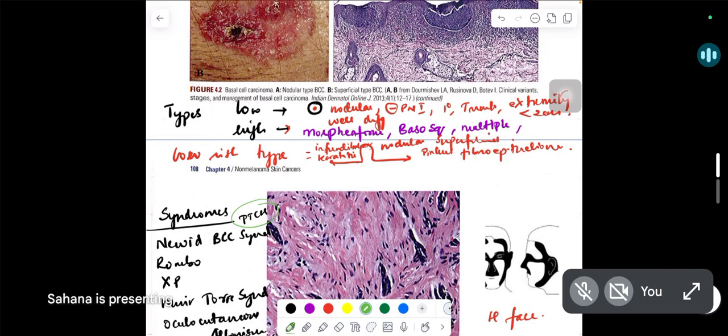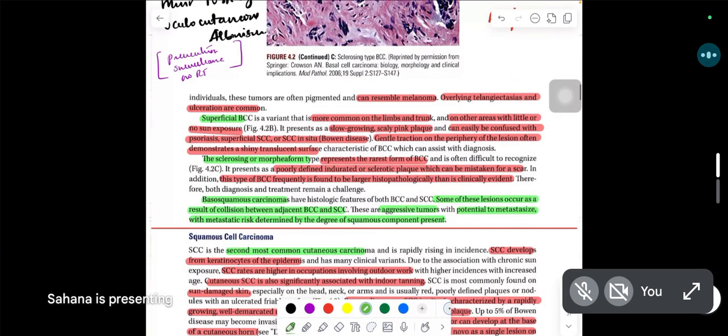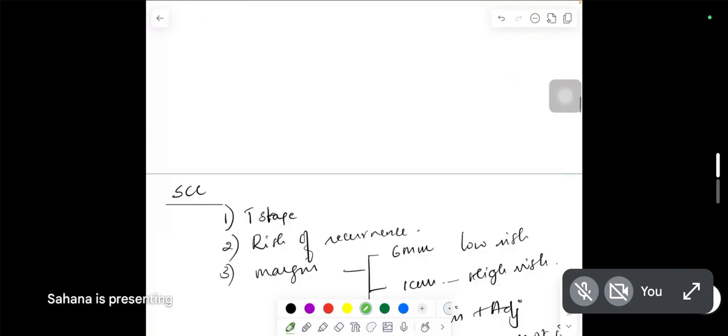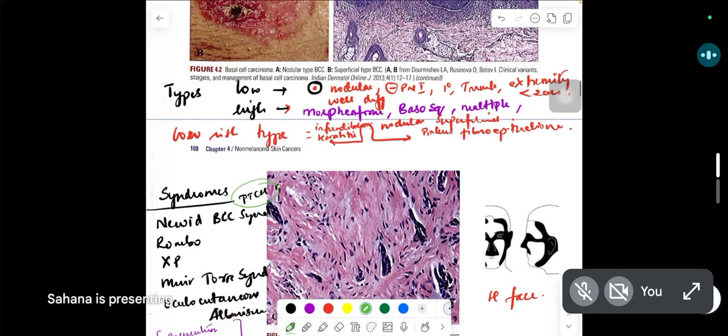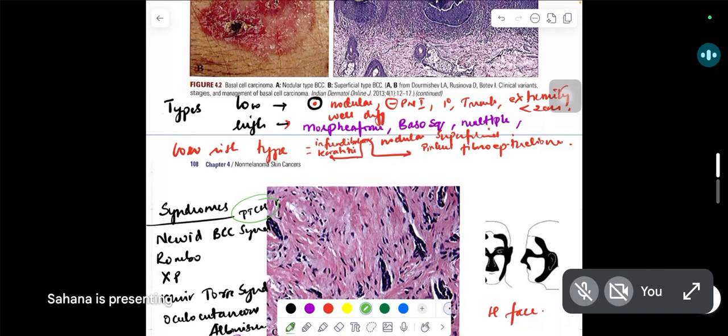And here you should know about the low and the high risk types. What divides them into low and high risk types? There are two columns that you'll have to know. One, their appearance. If they are nodular, well differentiated, well demarcated, they lie in extremities or in the trunk. They measure less than 2 centimeter. If they don't have LVI, PNI, they come into low risk category. And the margin that is recommended for them is less than 4 mm.